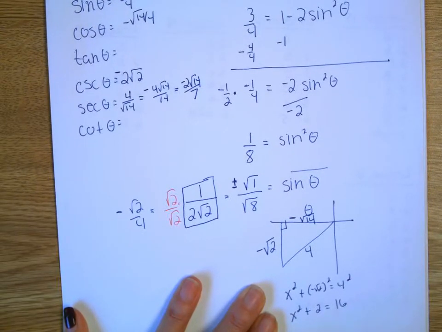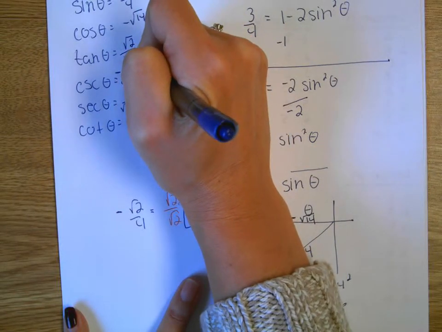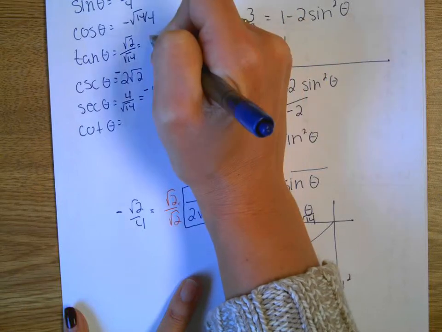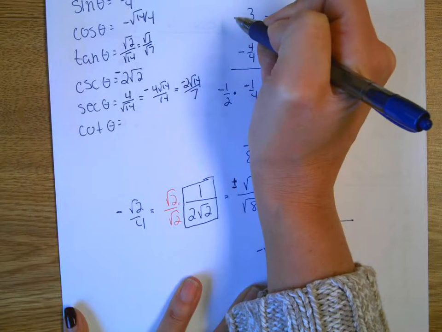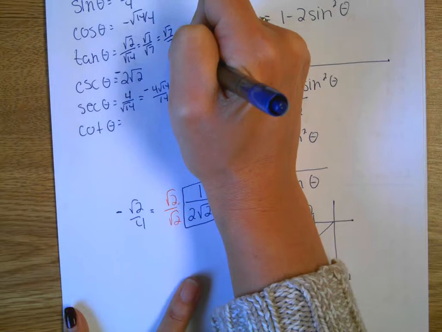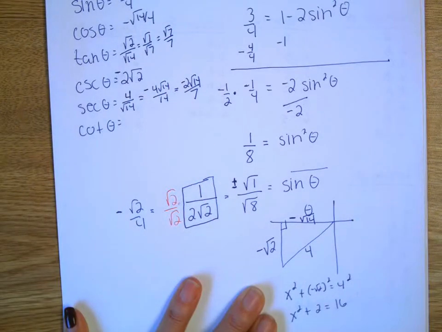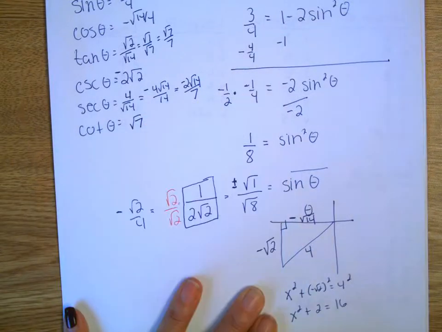And then tangent, square root of 2 over square root of 14. I can reduce first and get square root of 1 over square root of 7. That's legal. Square root of 7 over 7. Cotangent is just square root of 7, after you do all the flipping.